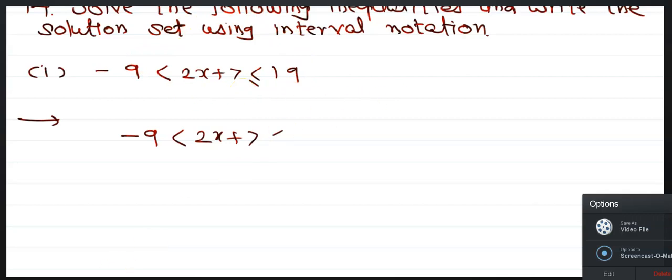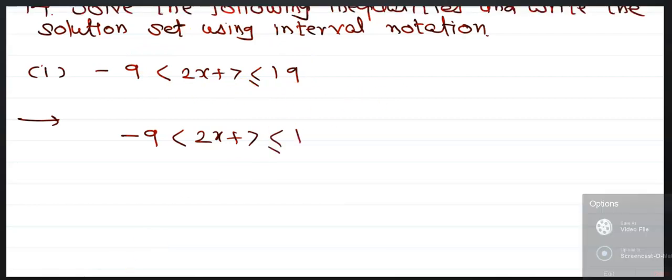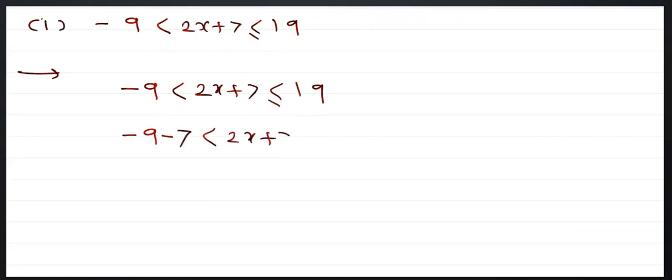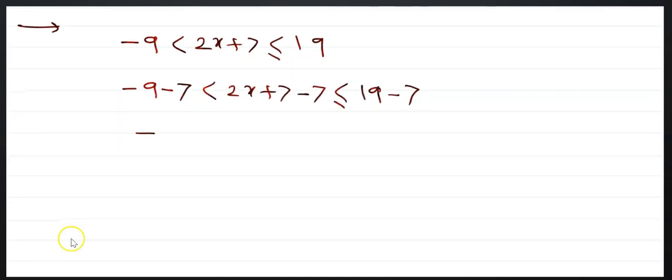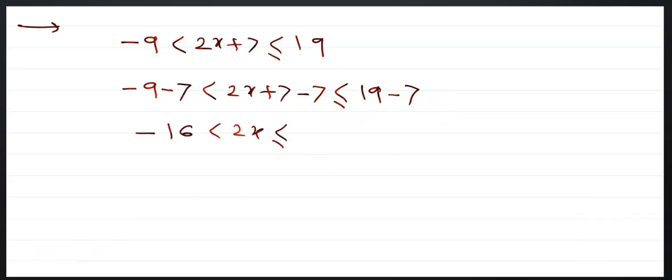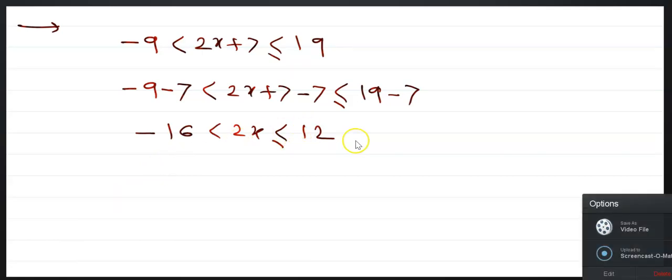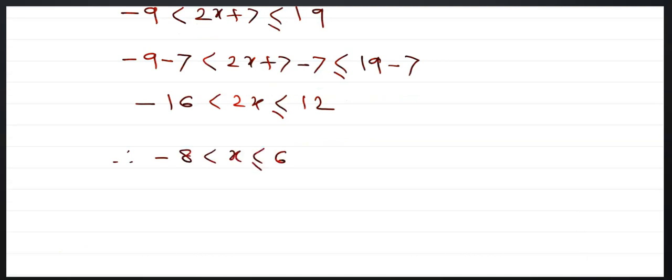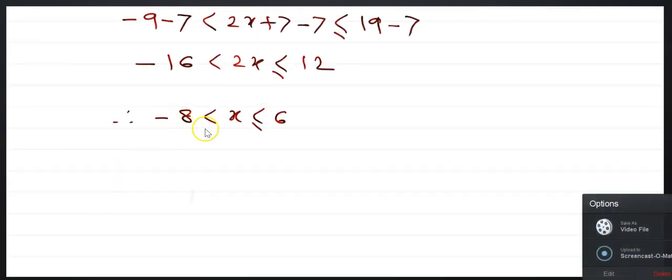Now to solve this, subtract 7 on both sides. Therefore you will get minus 9 minus 7 less than 2x plus 7 minus 7 less than or equal to 19 minus 7, which is minus 16 less than 2x less than or equal to 12. Therefore divide both sides by 2: minus 8 less than x less than or equal to 6.